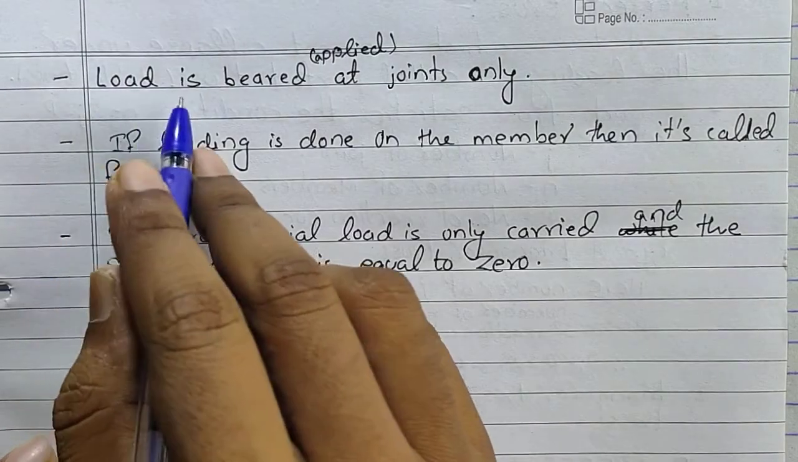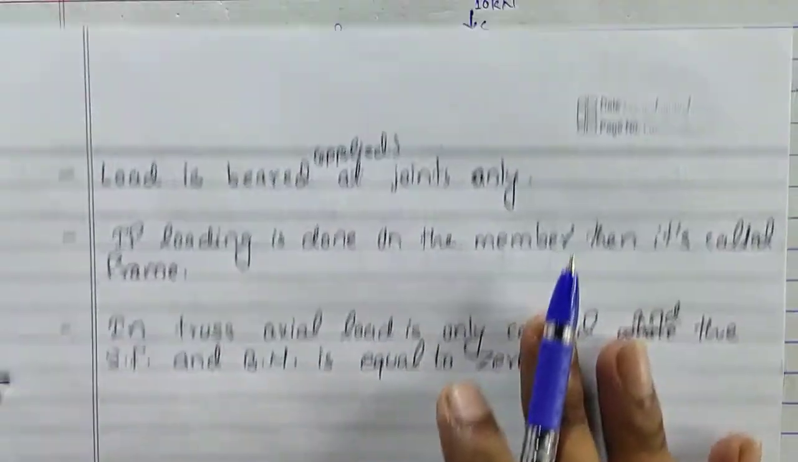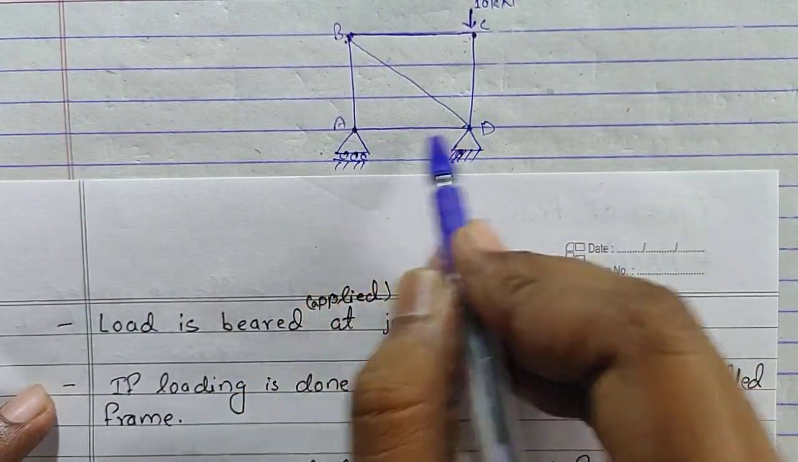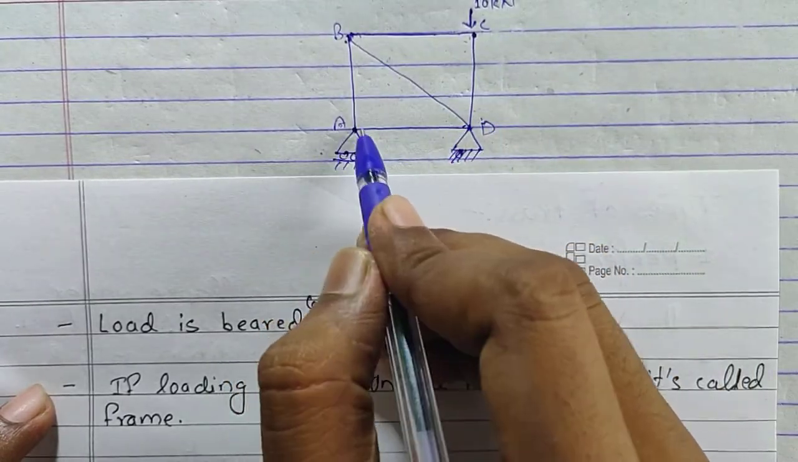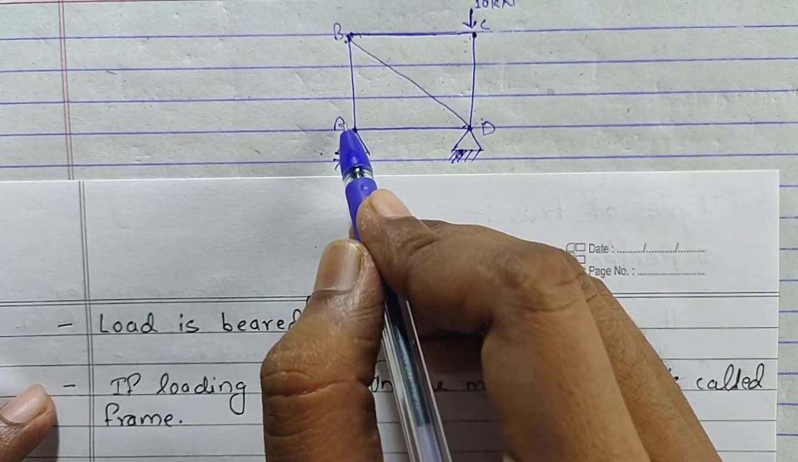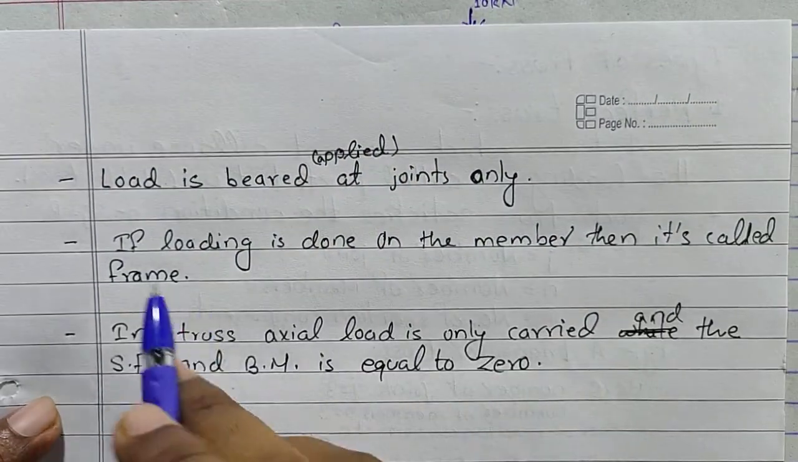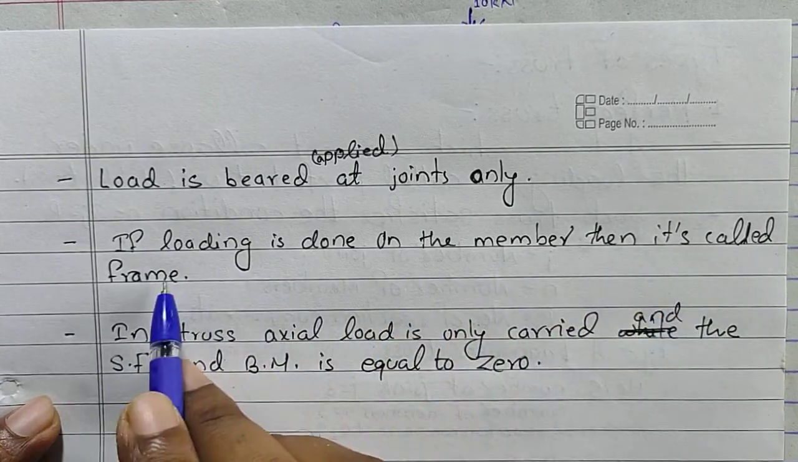Here the third point says load is borne or applied at joints only. It means in a truss, loads are applied at joints only. Here the joints are A, B, C, D, so loads can be applied at points A, B, C and D only. And the third point is, if loading is done on the member, then it's called a frame.